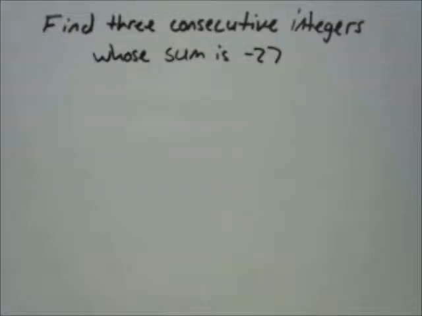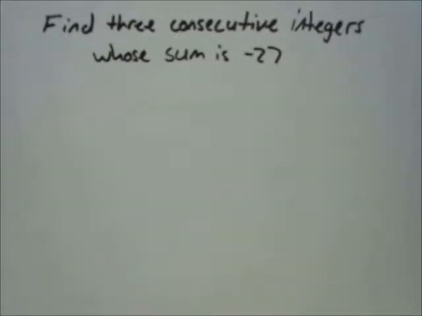Today we're working a consecutive integer problem. So consecutive just means one after the other. If I do things consecutively, I do them one after the other. And integers are just whole numbers and their opposites, so we're dealing with positive or negative numbers. In this case, because they're adding up to negative 27, they're probably negative.